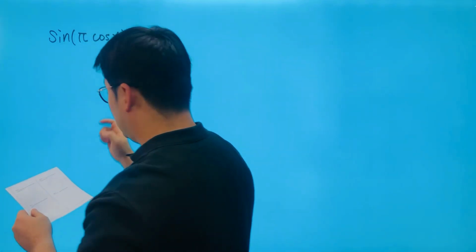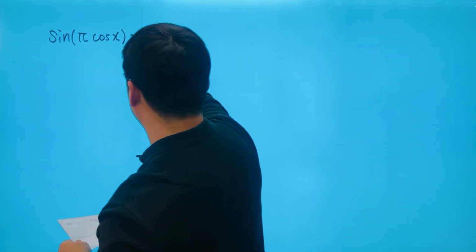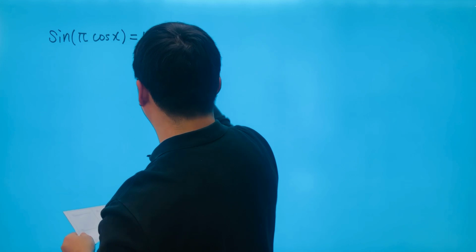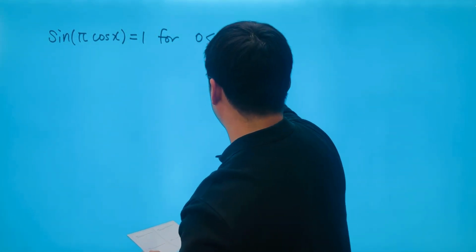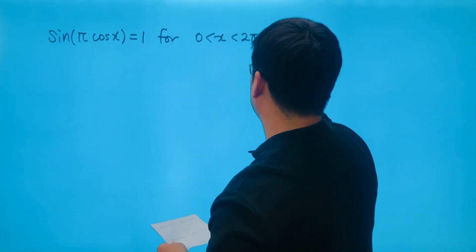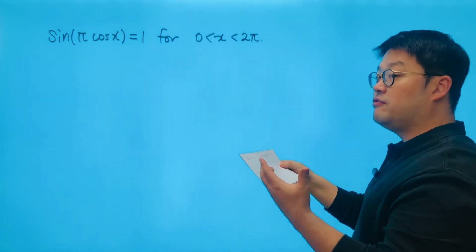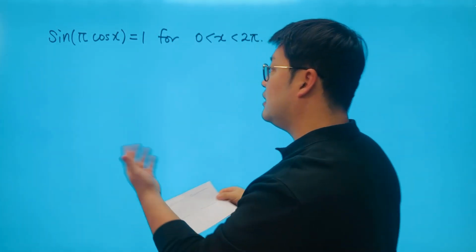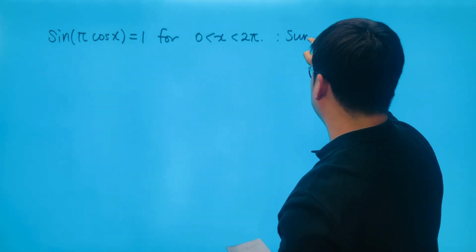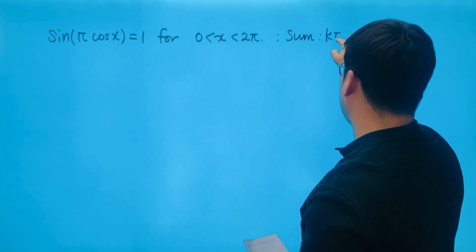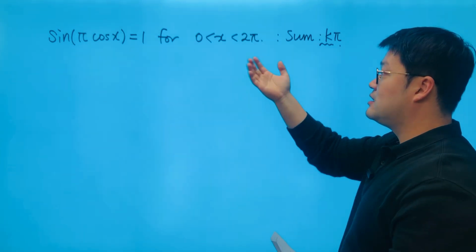sin(π cos x) equals 1, for x between 0 and 2π. Now, we need to find the sum of the solutions to this equation, and that should be equal to kπ. So the sum of solutions becomes kπ, and I need to find the value of k. That seems to be an integer.